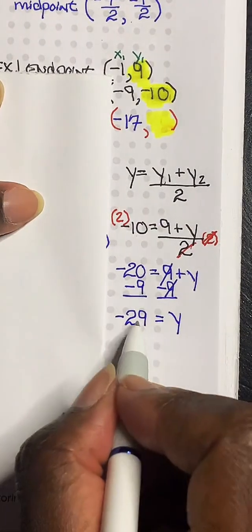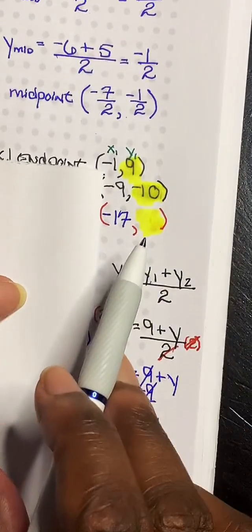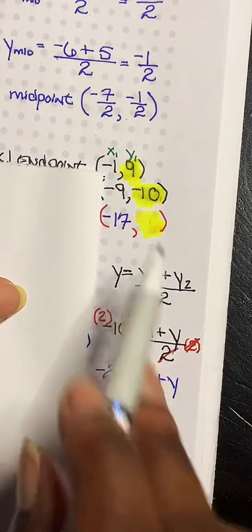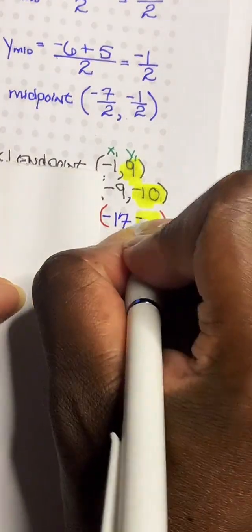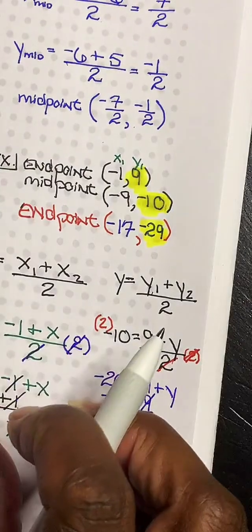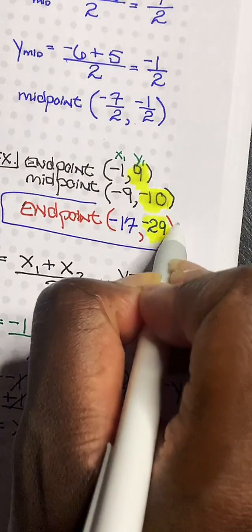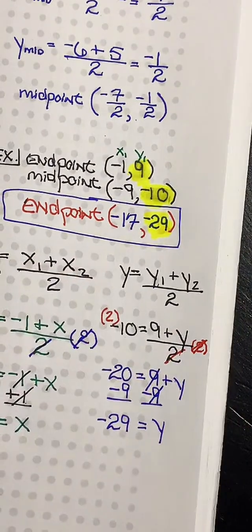So what you just found, because y equals -29, is the missing y coordinate for that other endpoint. We were looking for the endpoint, and that's what you did.